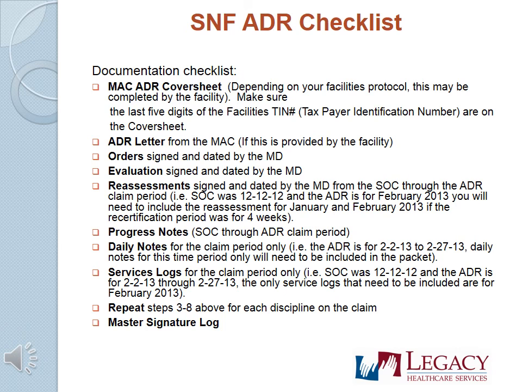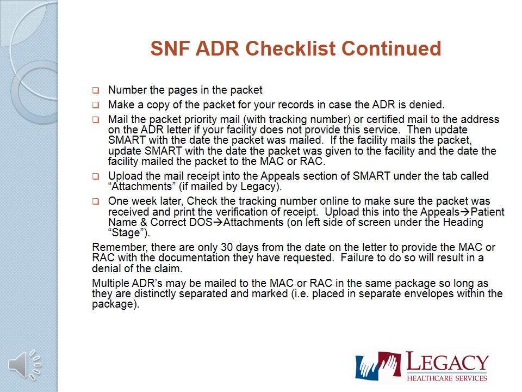The next 2 pages are simply an example of the SNF ADR checklist. This portion of the checklist shows the documents you will need to include in your ADR packet. This portion of the SNF ADR checklist provides additional information such as the numbering of pages, how to mail the packet, where to put the mail receipt, and making sure the tracking number is checked online and that the verification of delivery is printed to show that the packet was in fact received. To obtain this checklist, you can go to Legacy's intranet under Denials Management and print a copy of the checklist.